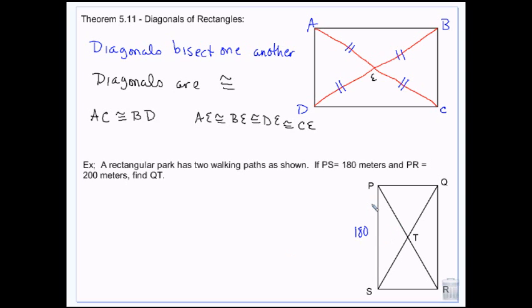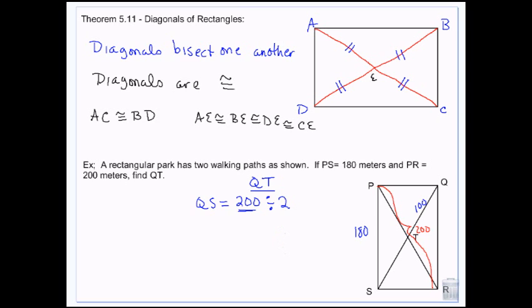So if this is 180, and this whole thing here is 200, what is this right here? No, the whole thing is 200. So this would be 100. Because the whole thing would be 200, so half of it would be 100. Make sense? So 200 divided by 2. So QS would be 200, so QT would be 200 divided by 2.